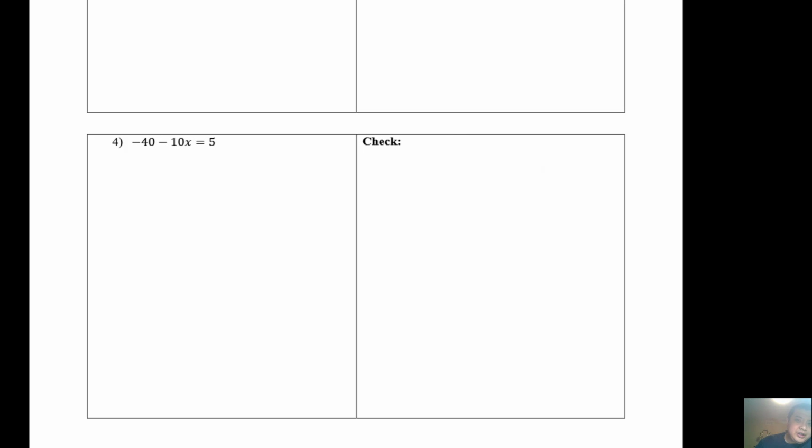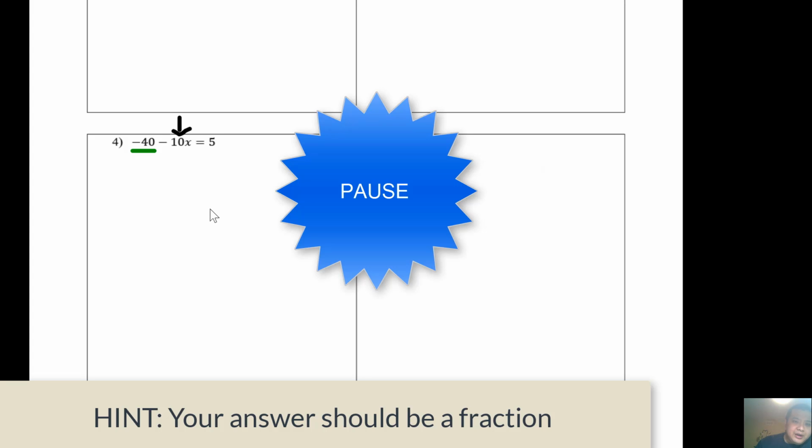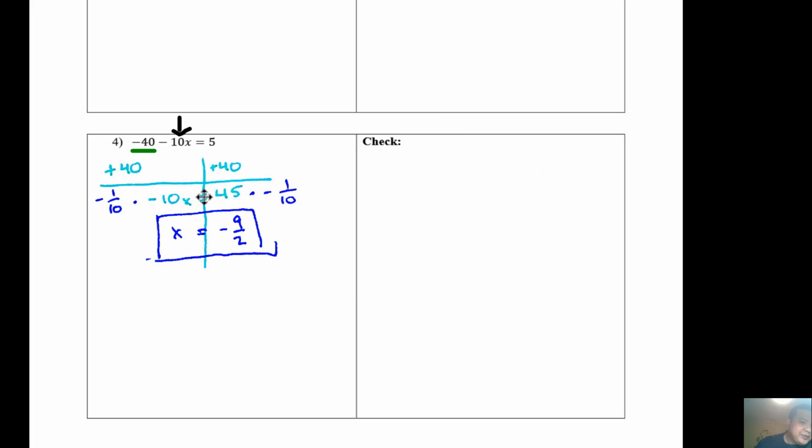Number 4, again, what we're going to try to get rid of is this constant right here first. And remember that this right here is a negative 10x. Go ahead and try this one out on your own. To get rid of this negative 40, we are going to add 40 to both sides.